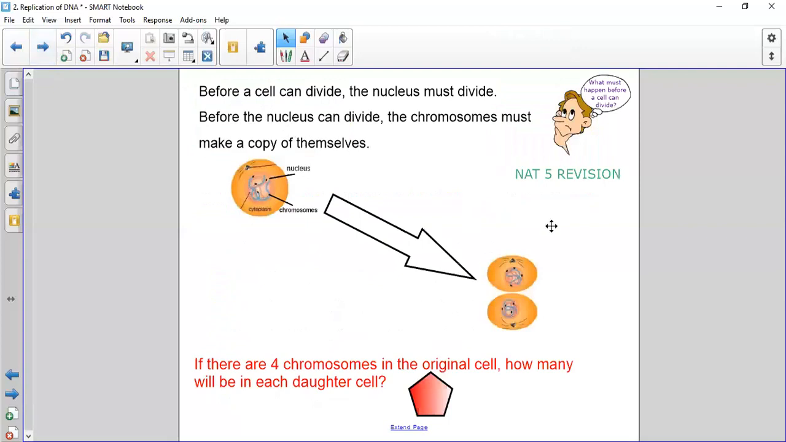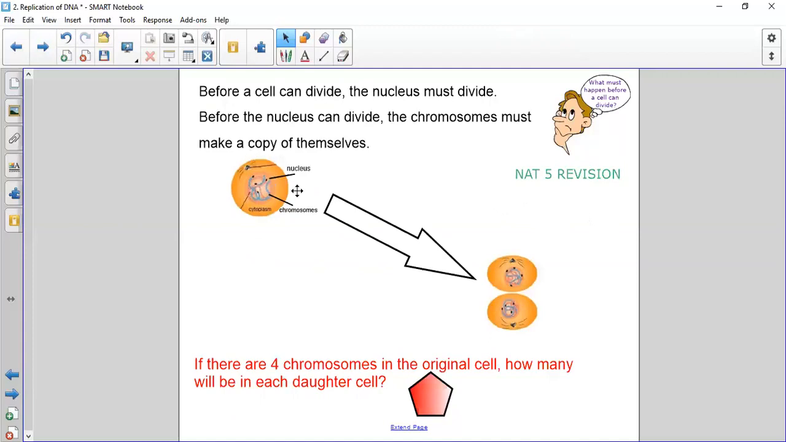Right, so back to sort of our starter questions. This is National 5 revision. Before a cell can divide, the nucleus must divide. And before the nucleus can divide, the chromosomes must make a copy of themselves. So hopefully you can remember some of this from National 5.